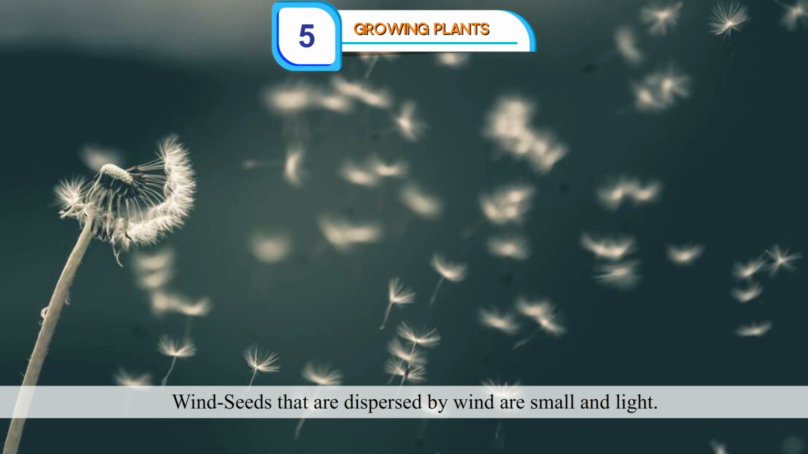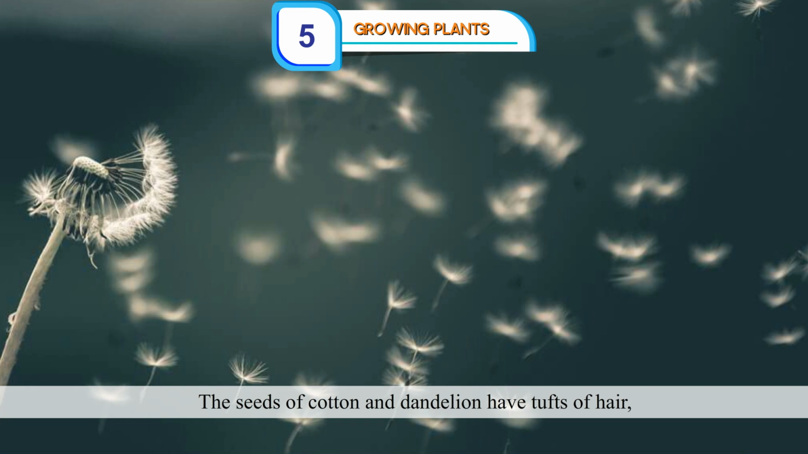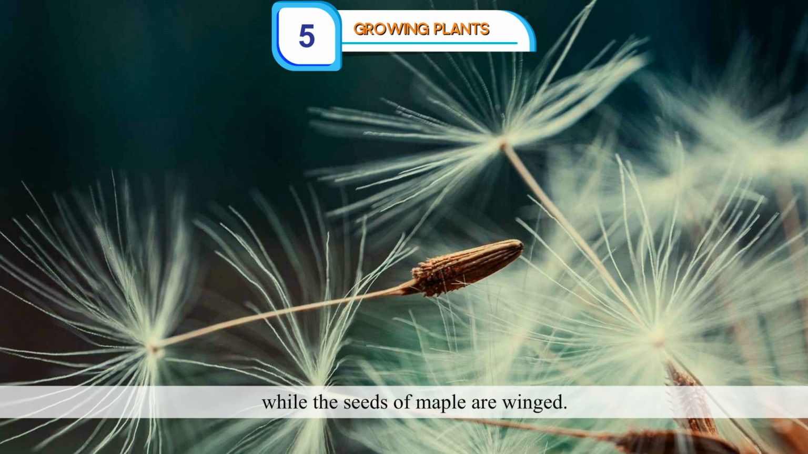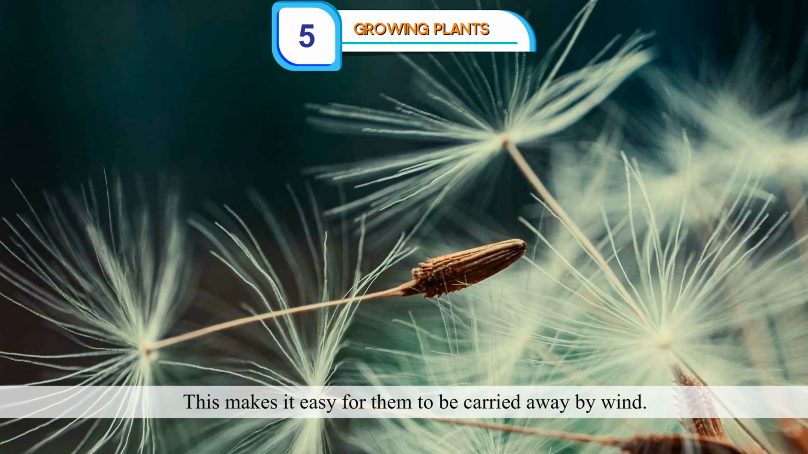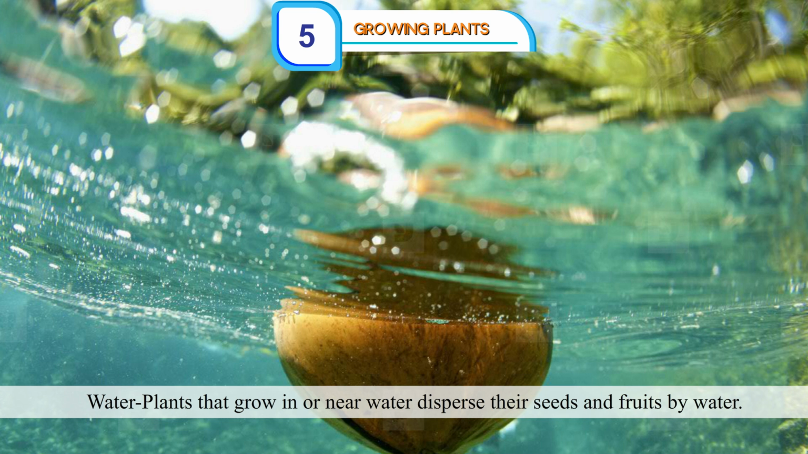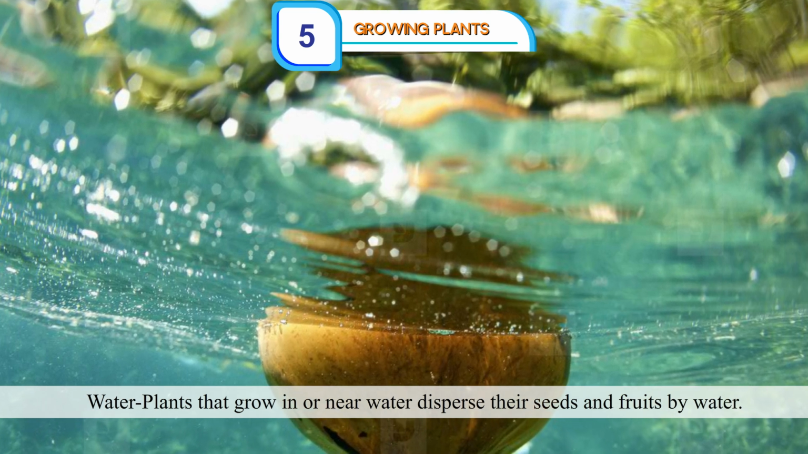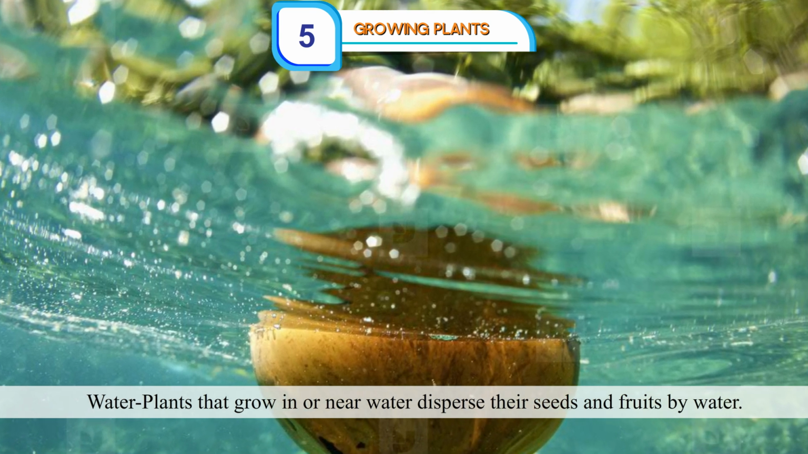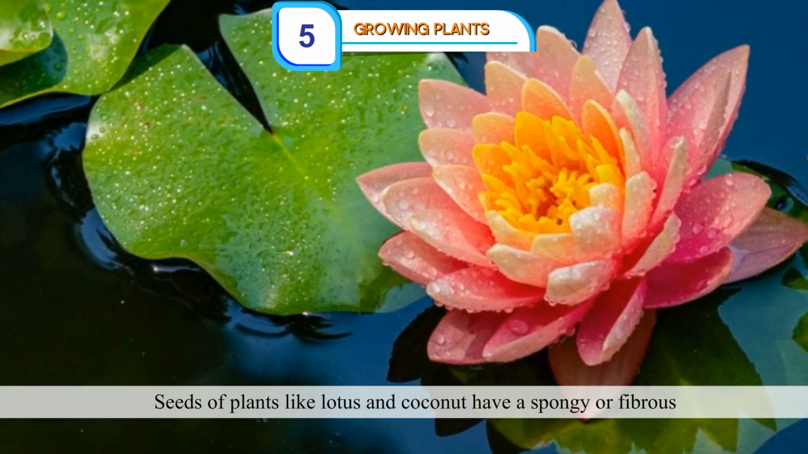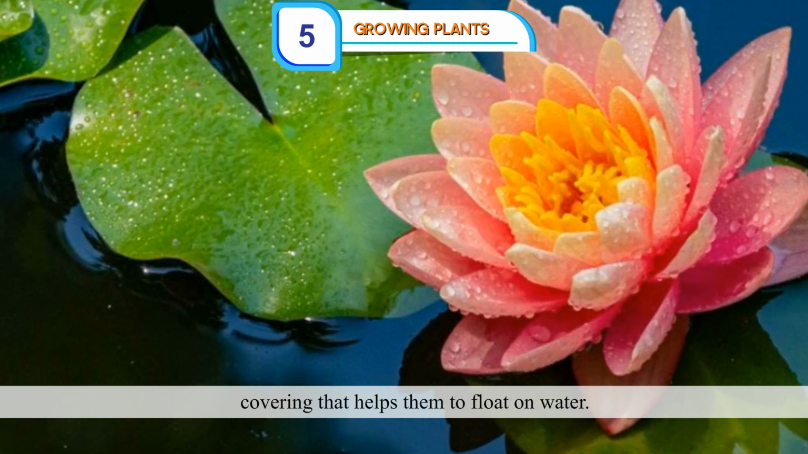Wind. Seeds that are dispersed by wind are small and light. The seeds of cotton and dandelion have tufts of hair, while the seeds of maple are winged. This makes it easy for them to be carried away by wind. Water. Plants that grow in or near water disperse their seeds and fruits by water. Seeds of plants like lotus and coconut have a spongy or fibrous covering that helps them to float on water.